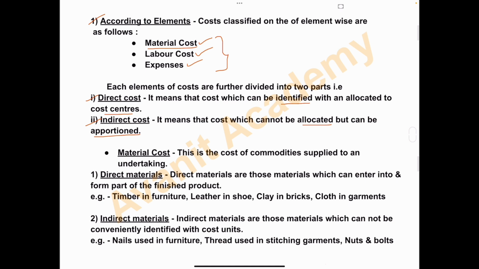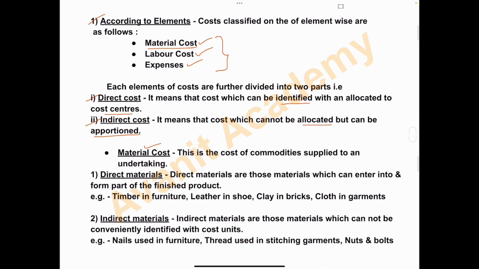So first we'll see the material cost. What is material cost? This is the cost of commodities supplied to an undertaking. So the raw material cost or the commodity cost is called material cost, which is supplied to the industries for making the product or for producing the goods. So material cost is the cost of commodities supplied to an undertaking to produce a product.